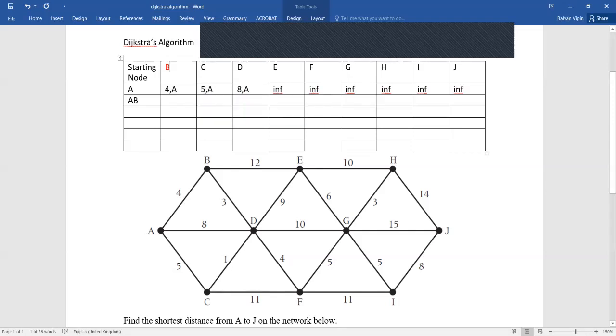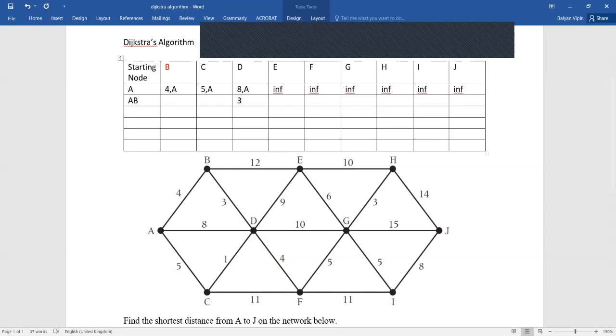So now next is D, and B to D, what is the cost now? B to D, the cost is 3, and you must use the root A to B. So A to B cost is 4, then B to D cost is 7. So the total is, I'm writing it for your reference.